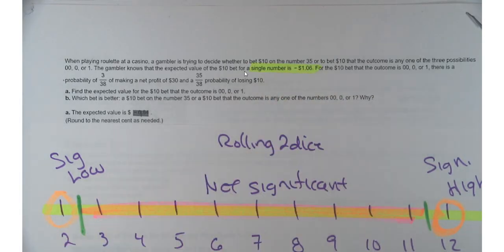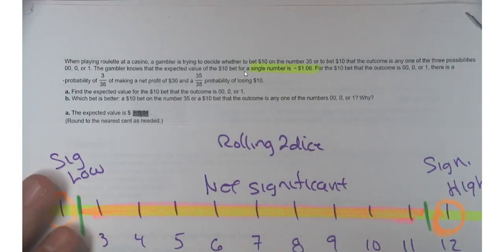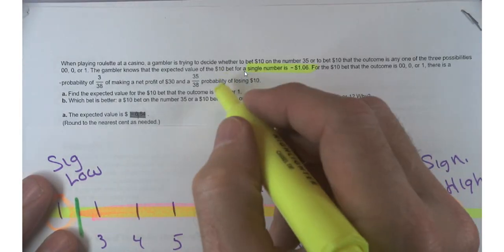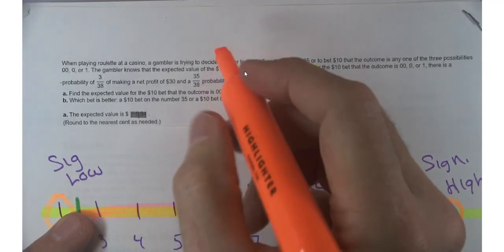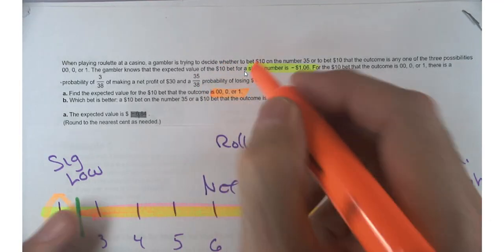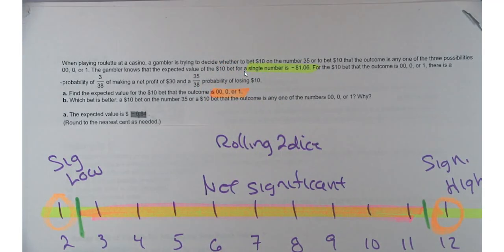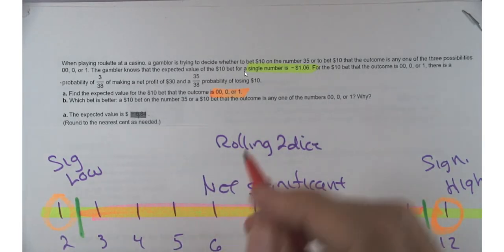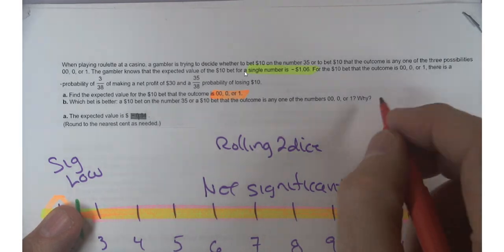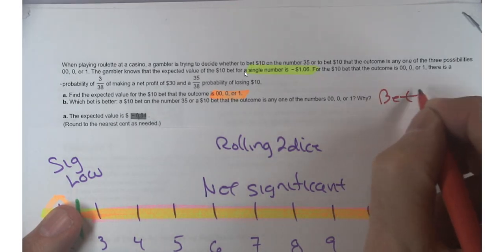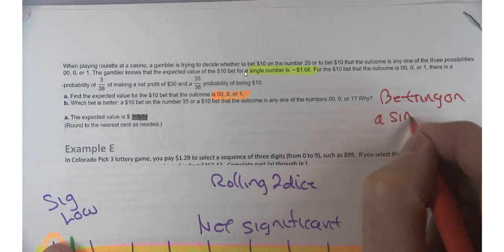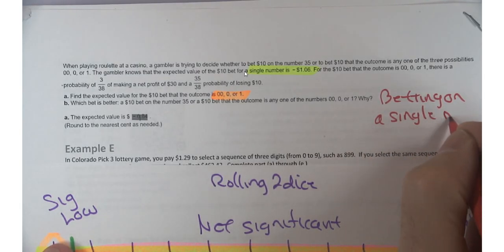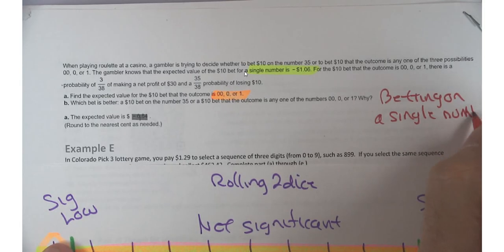If you're playing this triple of numbers, then your expected value is minus $6.84. Ooh, that's way worse. You're losing almost 70% of your money every time you bet on average, as opposed to here, it's closer to 10%. So, yeah, betting on a single number is better.